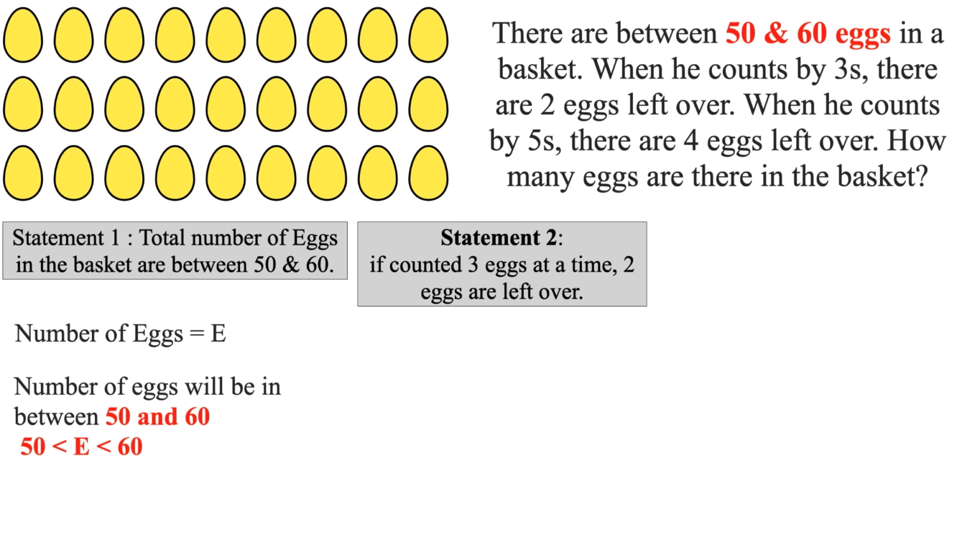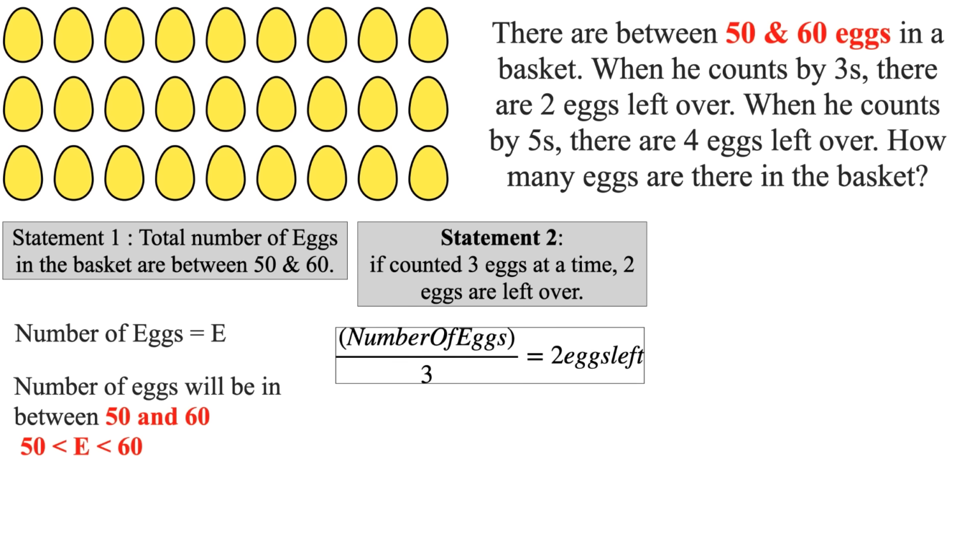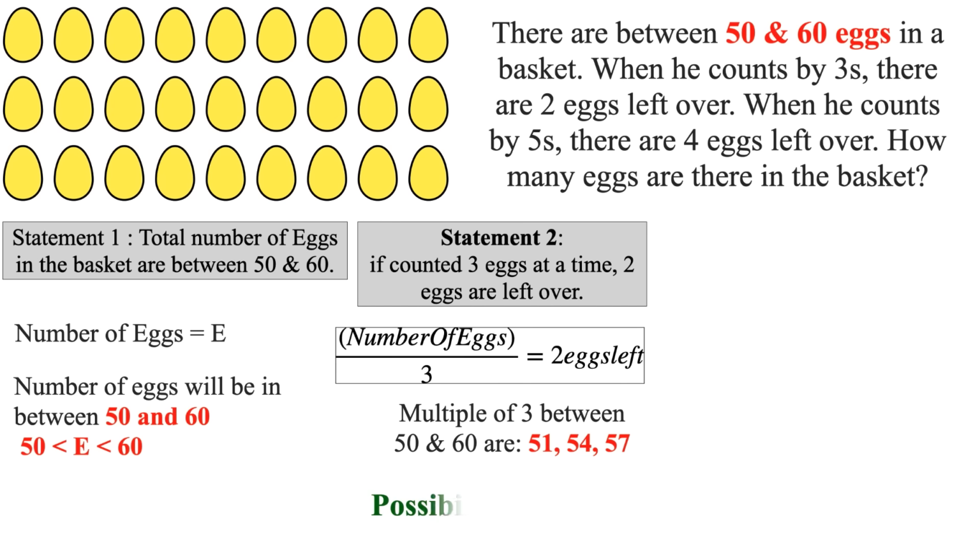In statement 2, it is also given that if counted 3 eggs at a time, 2 eggs are left over. So the number of eggs E will be a multiple of 3 between 50 and 60 plus 2. That is, the remainder should be 2 after dividing the number of eggs present in the basket by 3. So multiples of 3 between 50 and 60 are 51, 54, 57. Possible answers for E based on statement 2 are 53, 56, 59. Here we have added 2 to the multiples of 3 between 50 and 60.